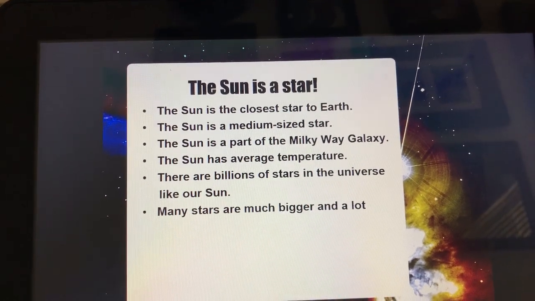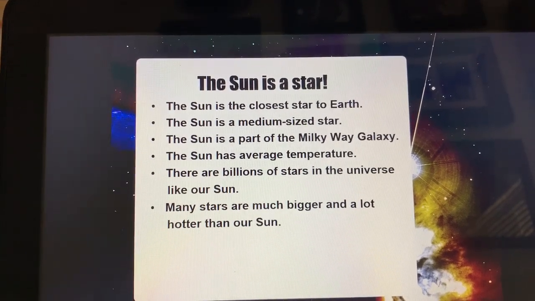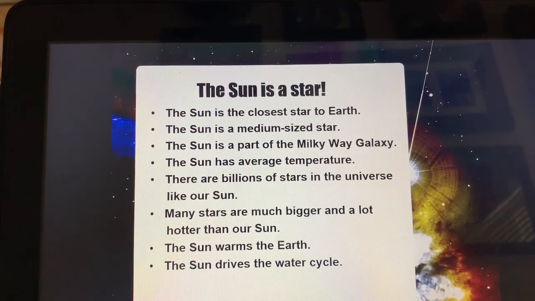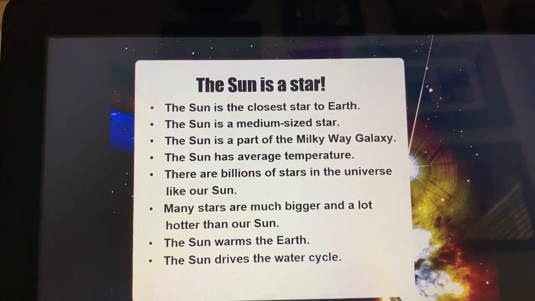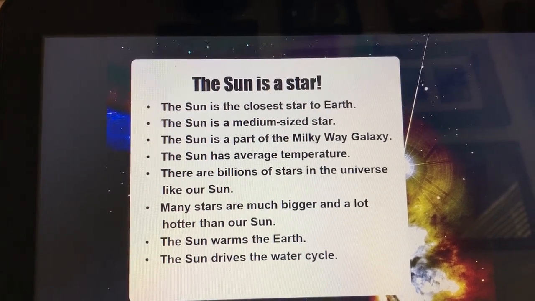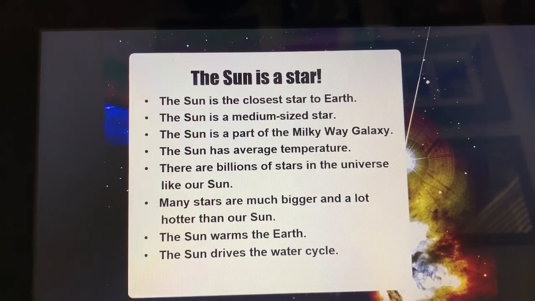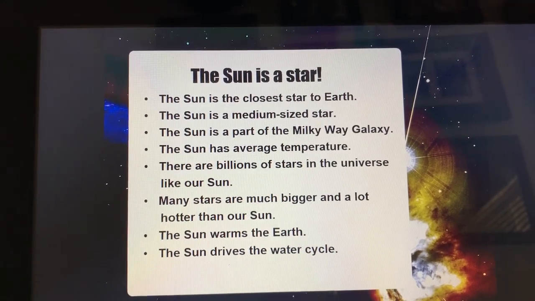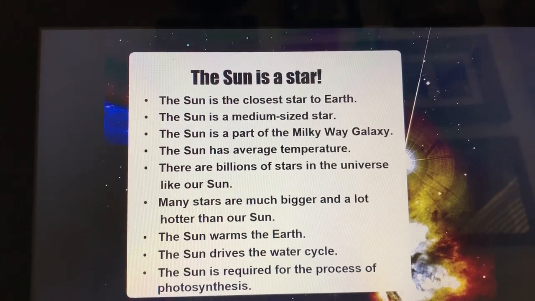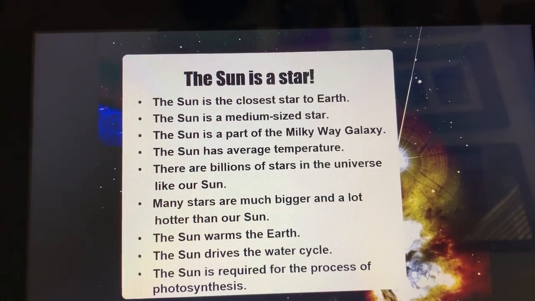There are many stars out there that are much bigger and a lot hotter than our star, the sun. Thankfully, it's warm enough to warm the Earth, but not so hot that it will scorch us. We also know, very important, that the sun is what drives the water cycle. And it is required in the process of photosynthesis.